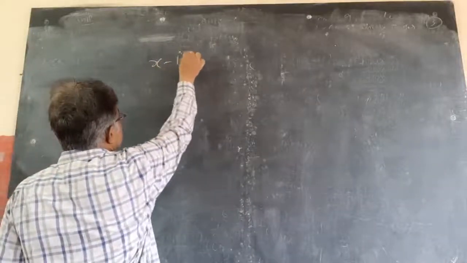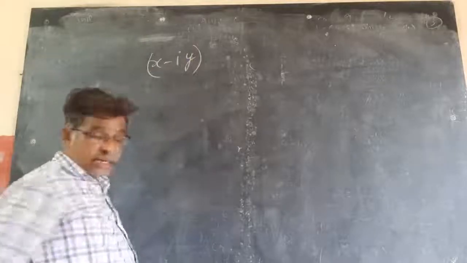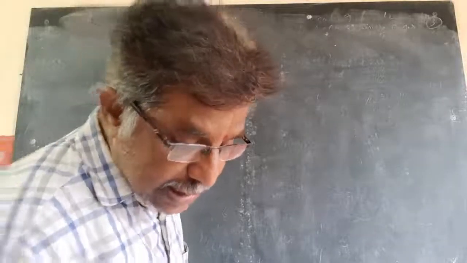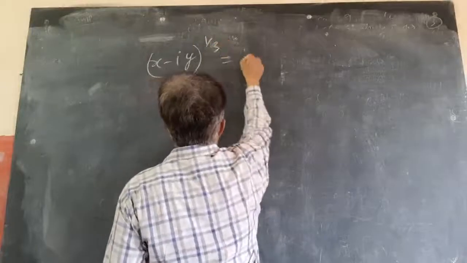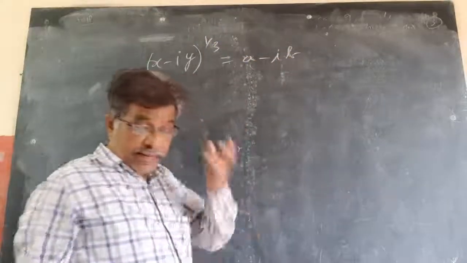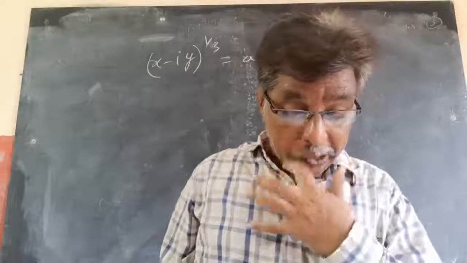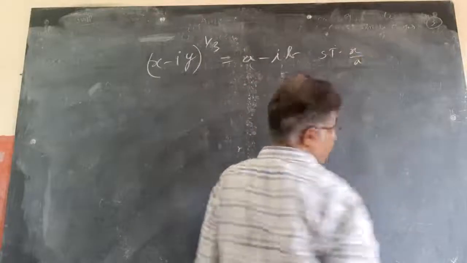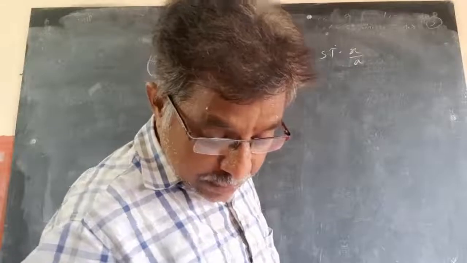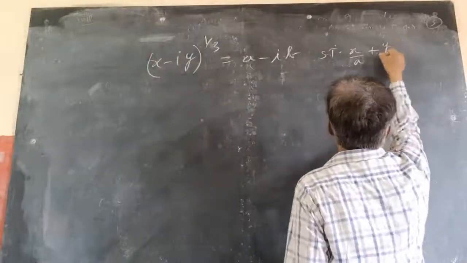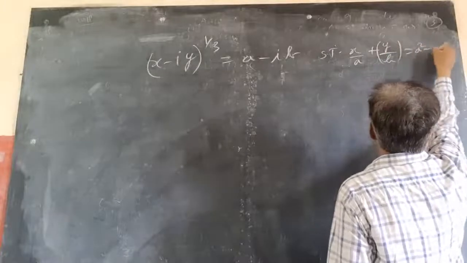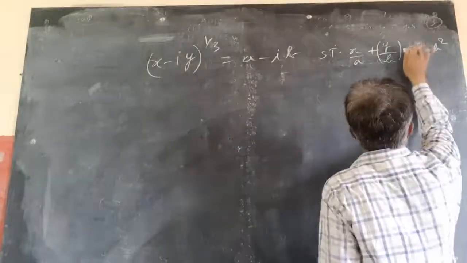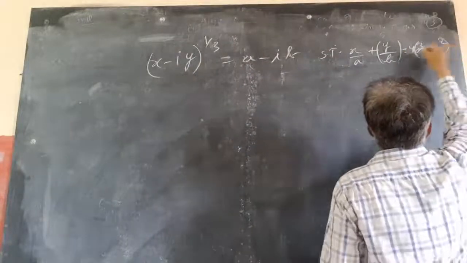(x - iy)^(1/3) = a - ib. Then show that x/a + y/b = 4(a² - b²). So it equals 4 into a² minus b² is the answer.